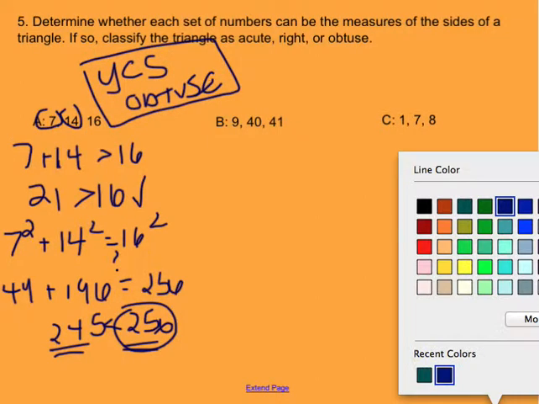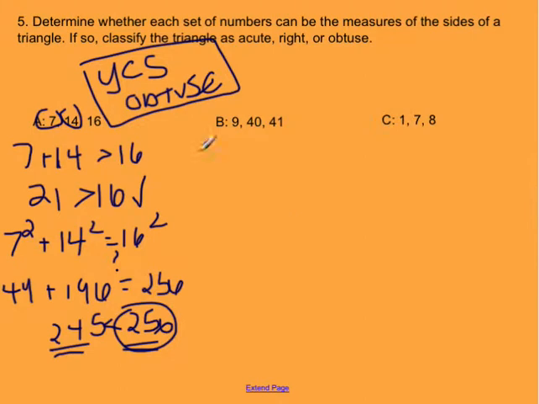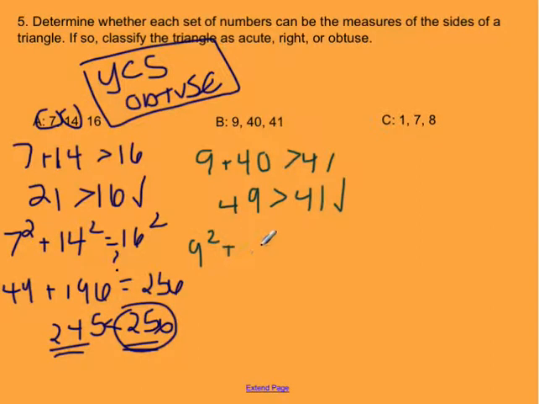So let's take a look at this next one. What we're going to do is add the two smaller sides and make sure it's bigger than the third side. Is 49 bigger than 41? Yes, so we at least have a triangle. Now we're going to try and square our two sides. We have 9 squared plus 49 squared. Is that going to be equal to 41 squared? I don't know. Let's find out.